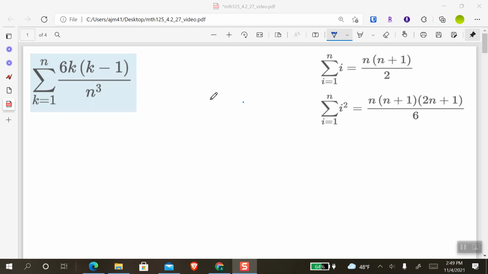Alrighty, let's take a look at this problem here. We had a few questions on it. So this is similar to section 4.2, number 3 in your homework.